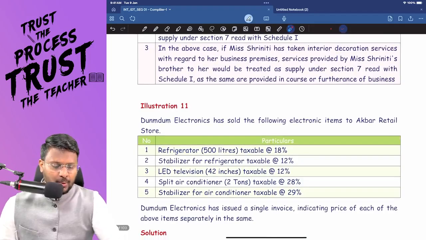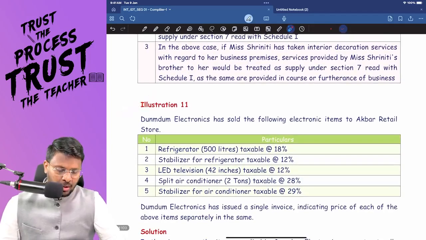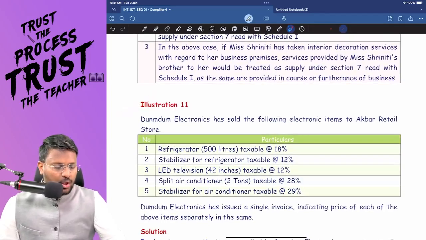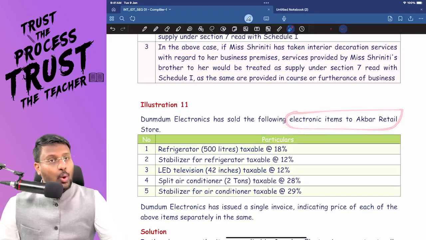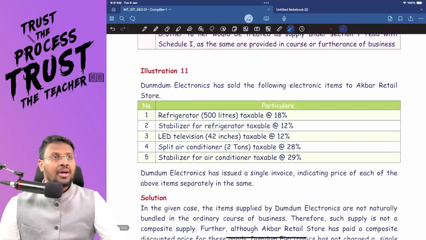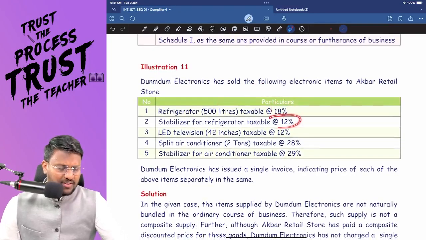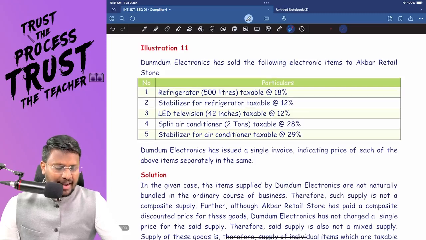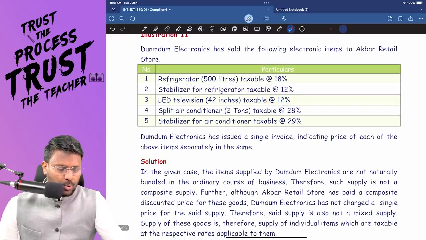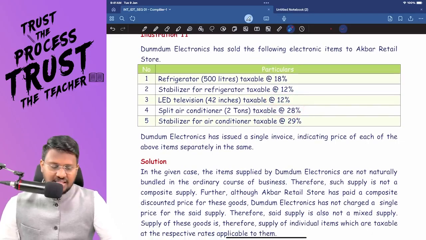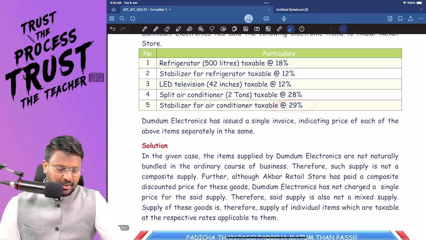I'm moving into illustration number, shall we? Dum Electronics has sold the following electronic items to Akbar retail store: refrigerator, how many liter refrigerator, taxable at; stabilizer for refrigerator, taxable at; LED television 42 inches, taxable at; split AC 210, taxable at; stabilizer for AC, taxable at.